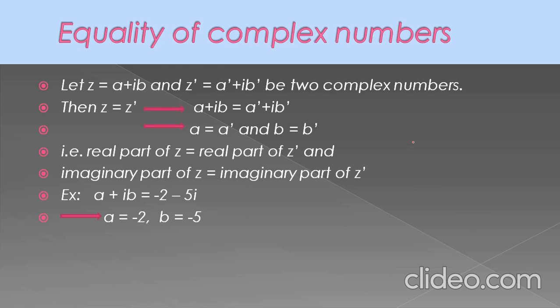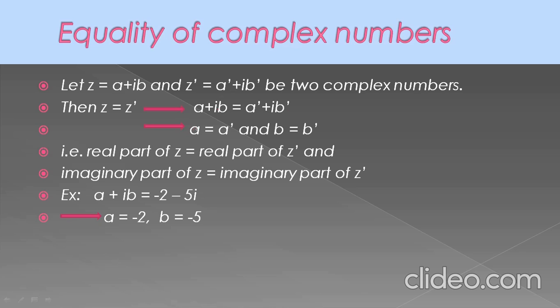Now next is equality of complex numbers. Here we will study that if two complex numbers are equal, then what does it mean? Consider z equal to a plus iota b and z dash equal to a dash plus iota b dash, two complex numbers. Let these both be equal, that is z is equal to z dash. So putting their values, we get a plus iota b is equal to a dash plus iota b dash.